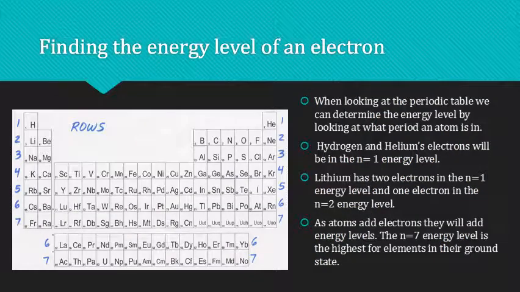Alright. So, it's great to know that we have energy levels, but how do we figure out which energy level an atom is sitting in and where its electrons are? So we can use, of course, our periodic table to help us. We can determine the energy level by looking at what period an atom is in. So remember our periods are our rows of the periodic table, and this one's labeled very conveniently. So we have period 1, period 2, period 3, which corresponds to energy level 1, energy level 2, energy level 3, and so on.